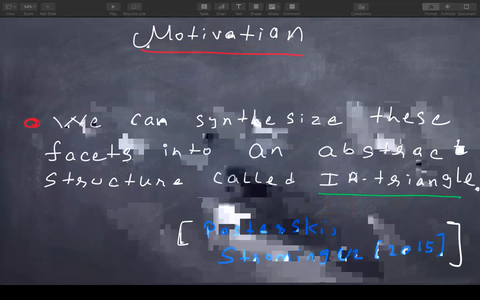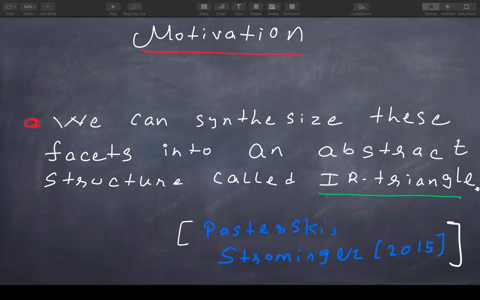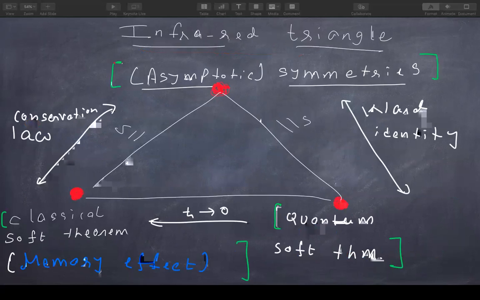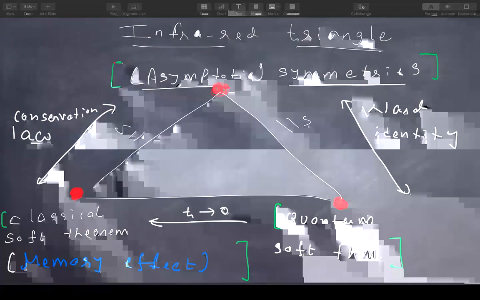And it turns out that we can synthesize these different aspects of these infrared constraints into an abstract structure, which is called the infrared triangle, which was first proposed by Pasterski and Strominger in 2015. And here is the basic idea behind the infrared triangle. It has three vertices, where it's just an abstract triangle which tries to capture three distinct ideas. So on the top vertex we have what are usually called asymptotic symmetries. They're usually infinitely many. And on the left side of the bottom vertex, we have something called classical soft theorems.